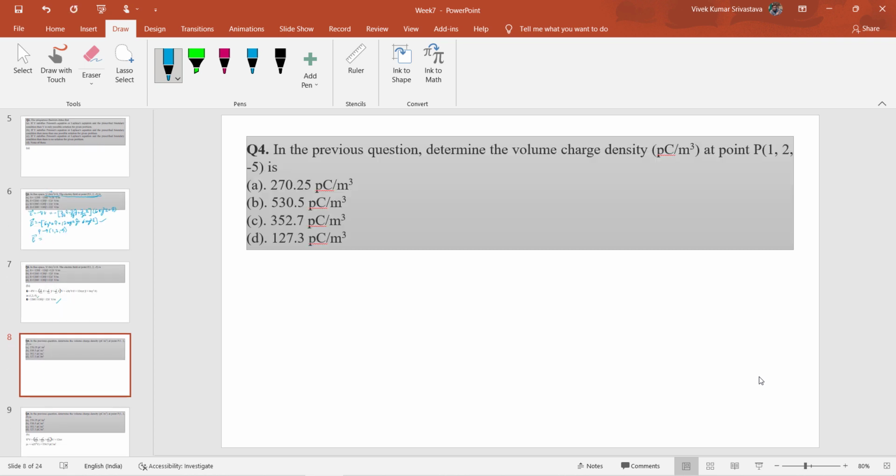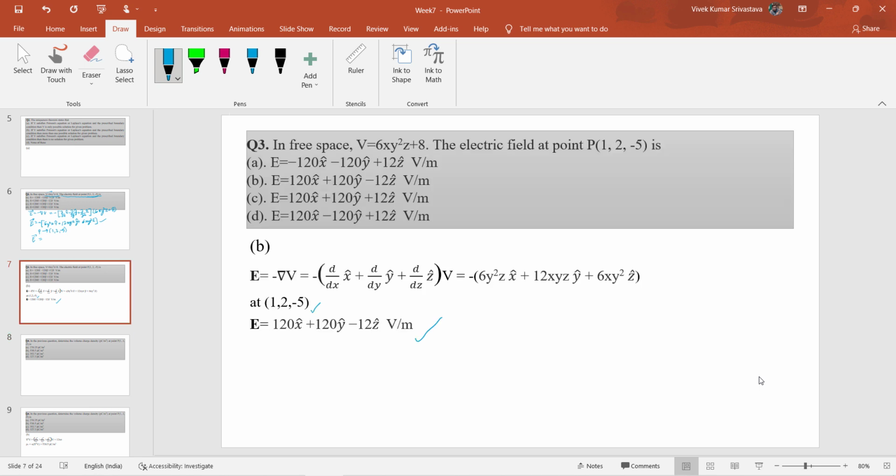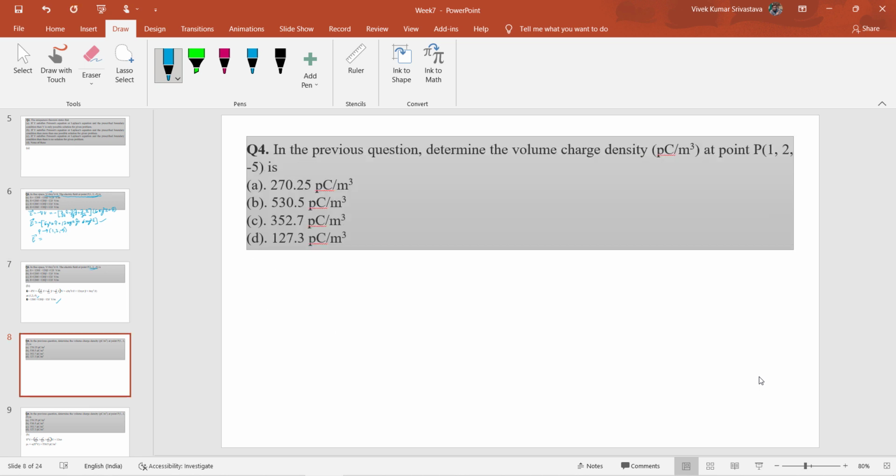Now moving ahead, in the next question we have to determine the volume charge density in picocoulomb per meter cube at the same point which is specified in the previous problem as well. So we have to determine the volume charge density. For solving this problem we will use Poisson's equation, which is defined as del square V is equal to minus rho V by epsilon.